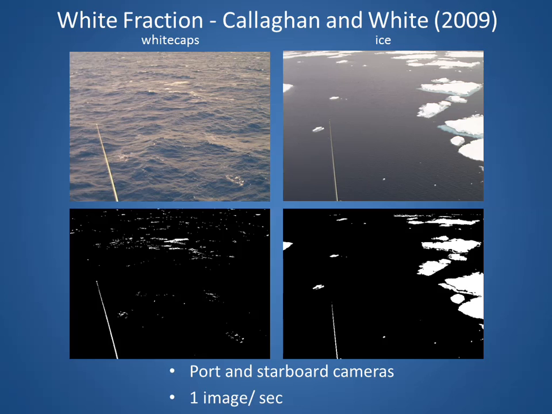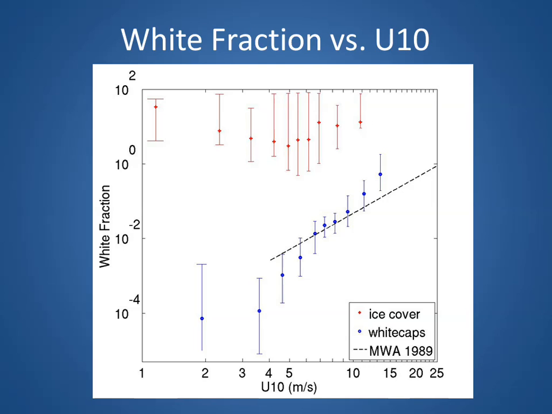We use the automated method by Callaghan and White for whitecap fraction, but we also use it for ice fraction. So you can see on the right side, the top image is the image, the bottom image is the black-white image from that method. It doesn't work every time for ice, so we had to go back and look at every interval to see if it worked. On the periods where it doesn't work, we could usually tweak the thresholds by hand and get something that looked right.